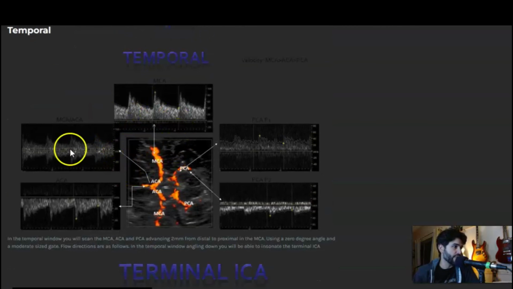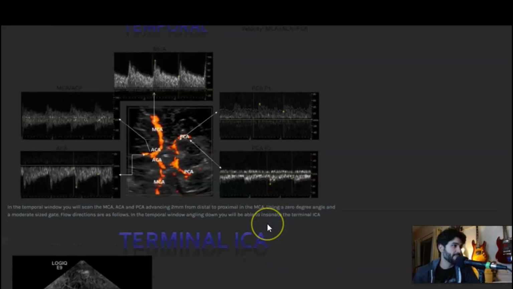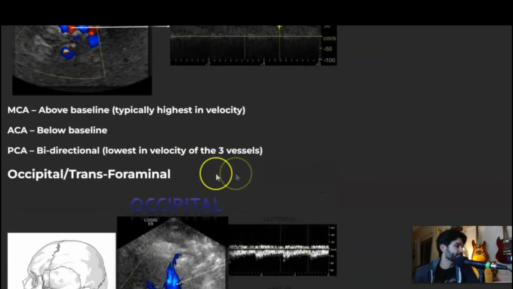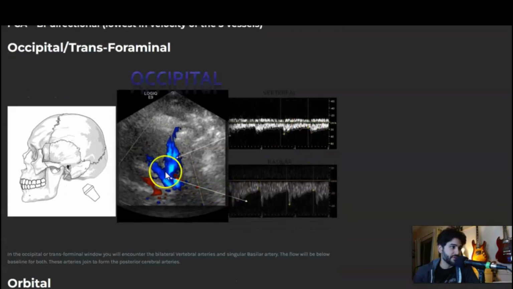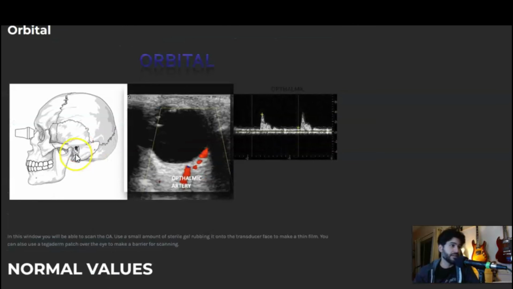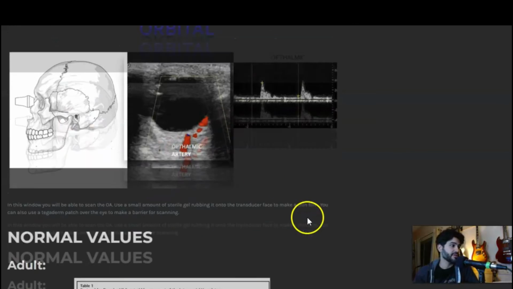This is pretty much all the vessels you're interrogating: anterior cerebral, middle cerebral, and posterior cerebral, P1, P2. And then the ophthalmic arteries. And here's another view of the basilar with its Y shape. So vertebral, and then basilar. And here's your approach through the back. And then the orbital approach, which is the ophthalmic artery.